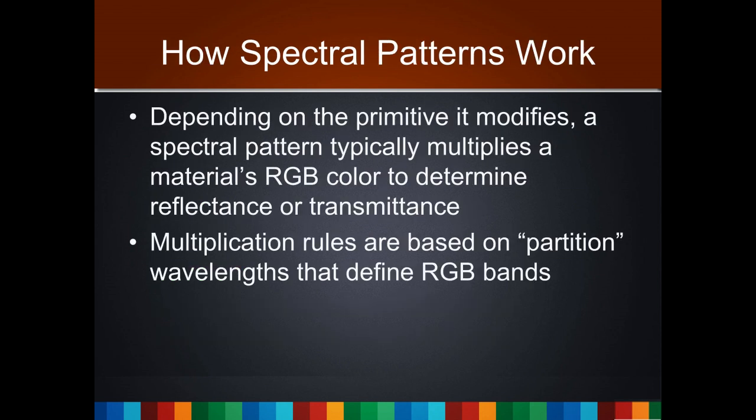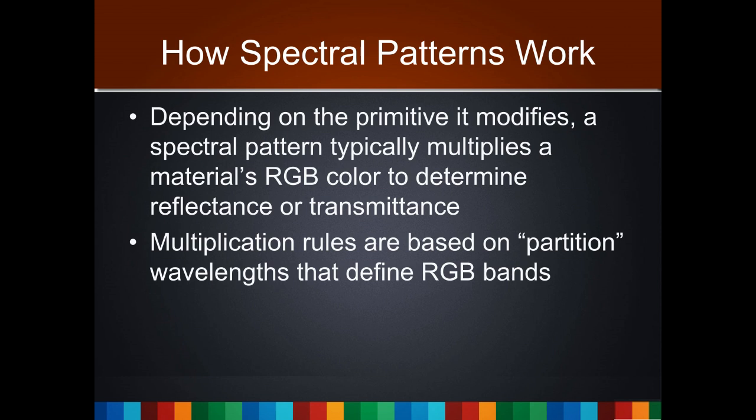So depending on the primitive, it modifies a spectral pattern and is going to multiply the RGB color, either the transmission or the reflection, usually diffuse reflection. If it's metal, it won't affect the specular reflection. It sort of obeys the rules that are already established for patterns on materials.